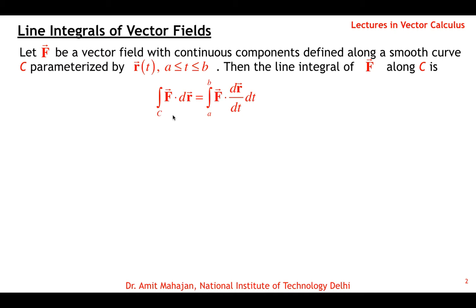Then the line integral of the vector field F along the curve C is given by the integral of F dot dr over the curve C, and the curve C is parameterized with t varying from a to b. So this can be written as the integral from a to b of F(r(t)), which is a function of t, dot dr by dt times dt. Now this integral over C of F dot dr is the vector differential form, and the corresponding one here is the parametric vector form, or parametric vector evaluation of this line integral.